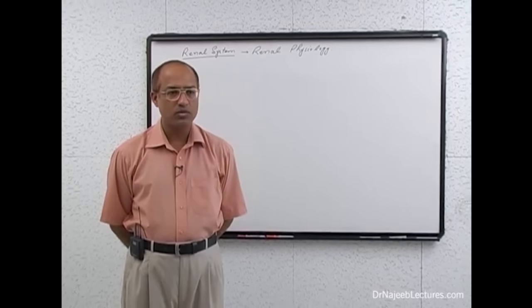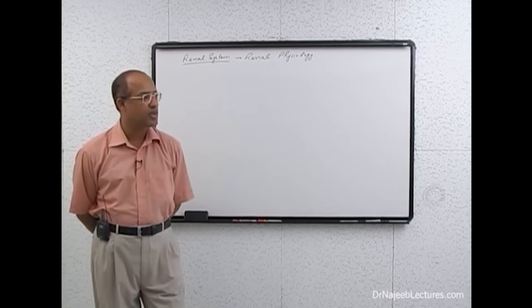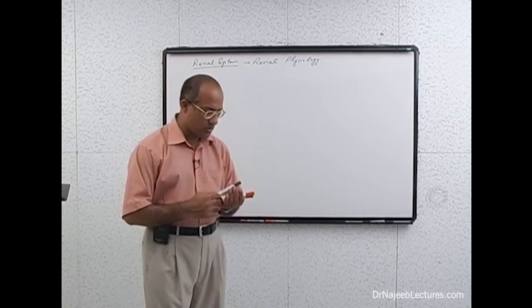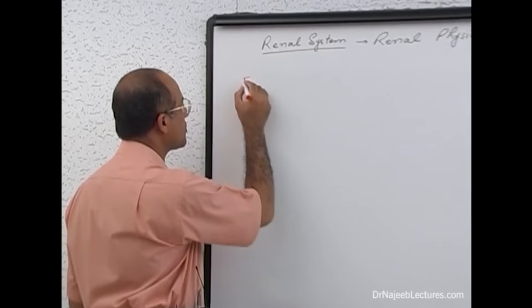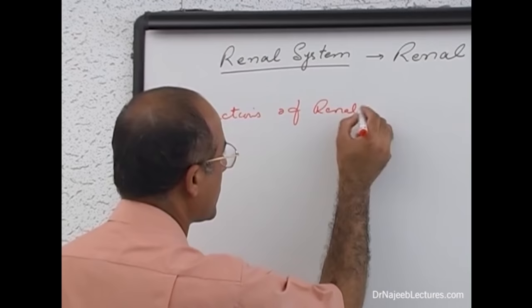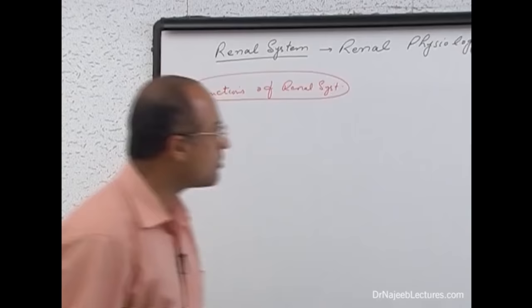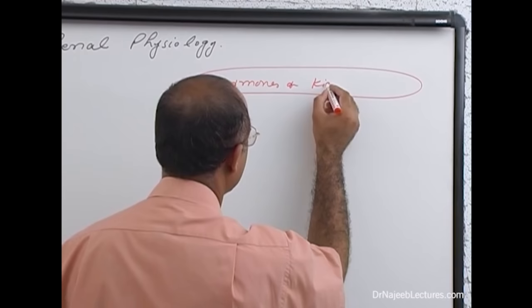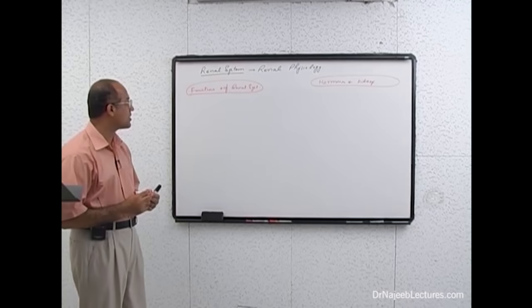So before we really delve into details of the renal system, we'll discuss the very basic concepts. Later on, of course, we'll go into very big detail how the nephron works, how every part of the nephron works. But first of all, we'll start our lecture with the very basic, right? Number one, what are the functions of the renal system? This is the first aspect which we'll cover. And the second aspect I would love to cover is hormones and kidneys. After that, I will go into detail how the nephrons handle different substances during urine formation. So what are the normal functions of the kidney?